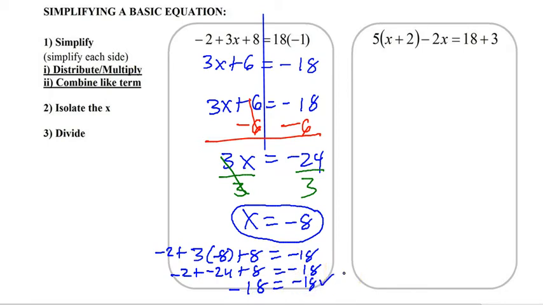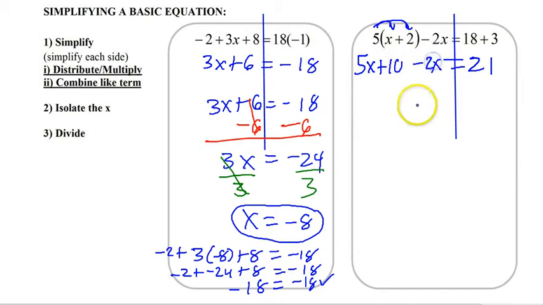Alright, next one. On this one we have a parenthesis. So again, let's isolate our sides. Side 1, side 2. On the left we have to distribute, and we'll probably get to combine like terms. And on the right we get to combine like terms. So since this one's simple, let's start with that one. That's 21. And then over here we have 5x plus 10 minus 2x. Are there any like terms? Yes, 5x take away 2x is 3x plus 10 equals 21.